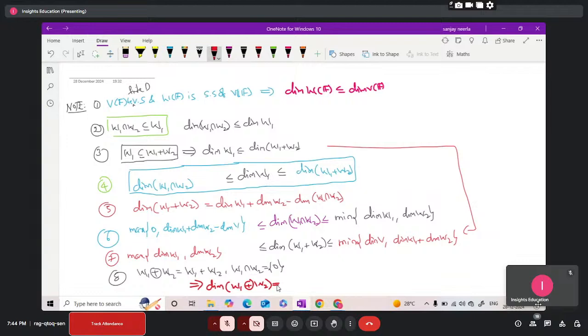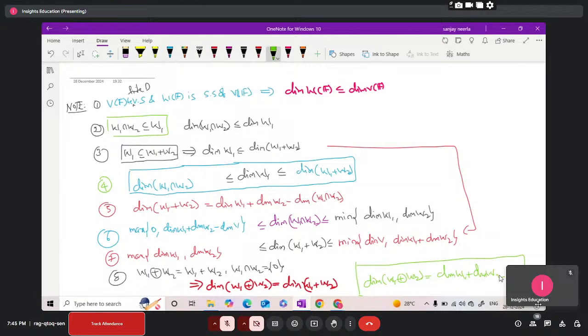Dimension of W1 plus dimension of W2. Very good. So it is the dimension of W1 plus the dimension of W2. But already here we know that this one is equal. So the dimension of the direct sum of W1 and W2 is always the dimension of W1 plus the dimension of W2. Okay. Am I clear?